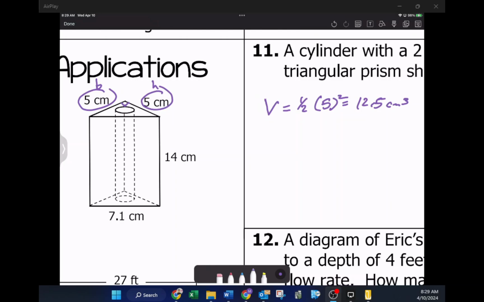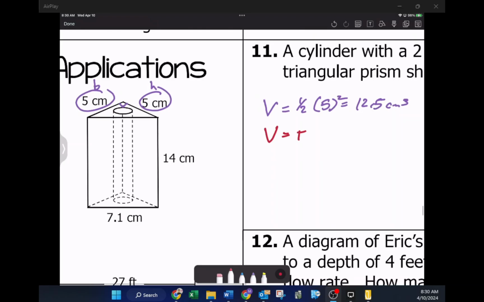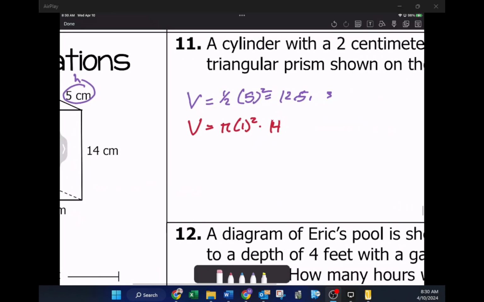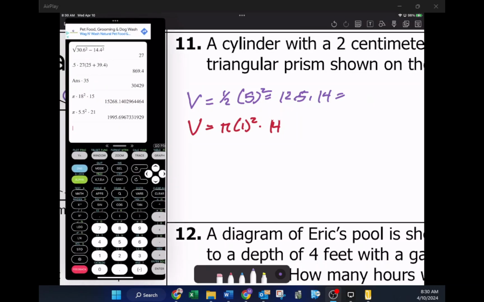And then we need to find the volume of the sphere. Now, since it says the diameter is 2, the radius would be 1. So pi times 1 squared times 14. I forgot to multiply this by 14, didn't I? Oops. Let me try this again. So 12.5 times 14 gives you your volume. I just found the area of the base. So 12.5 times 14 gives you 175.